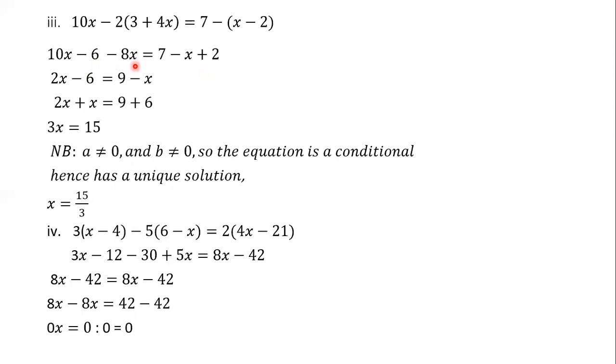So now we can simplify because we have like terms at the left and the right. So you're having 10x minus 8x, that will become 2x now, minus 6. When you go here, you're having 7 plus 2, which is 9. So minus x. So you have 2x minus 6 equals 9 minus x. So we group like terms: sending x here and 6 here, we have 2x plus x equals 9 plus 6. Therefore, we have 3x equal to 15. So here a is 3, which is not equal to 0. B is also 15. So therefore, this equation has a unique solution.